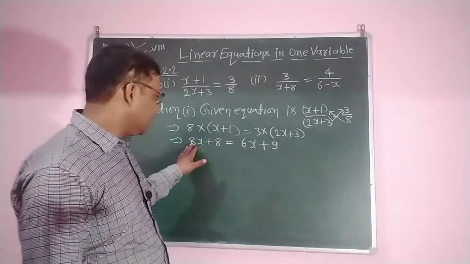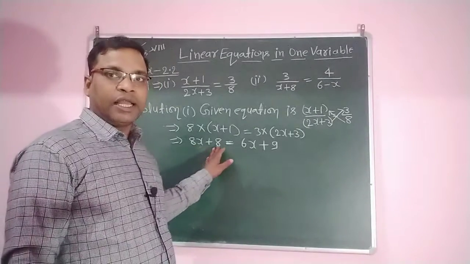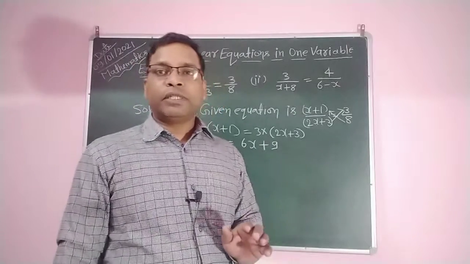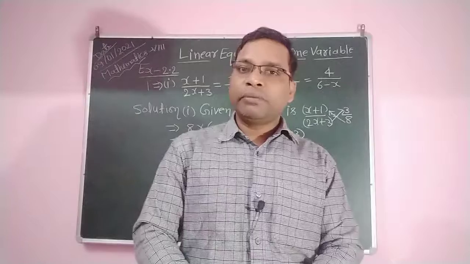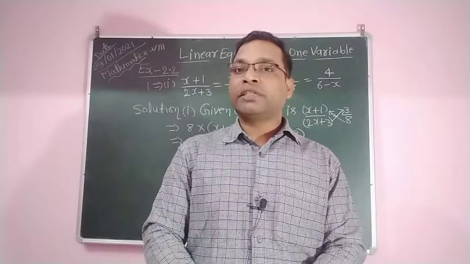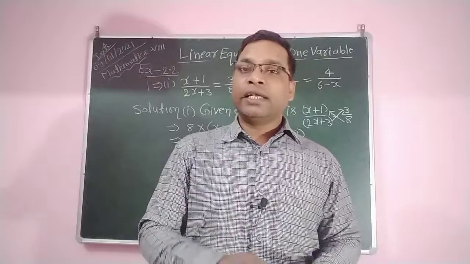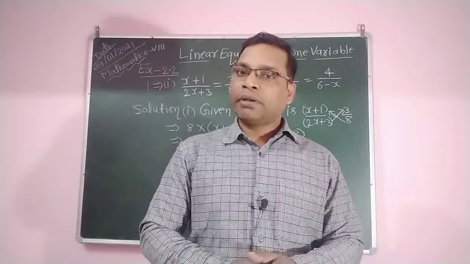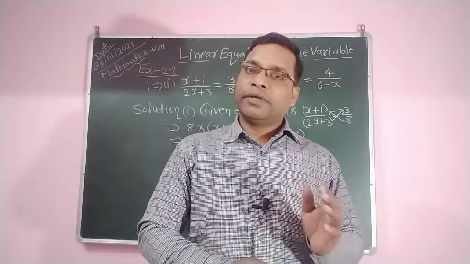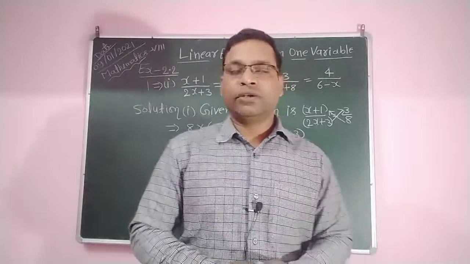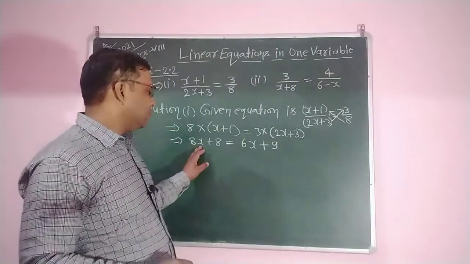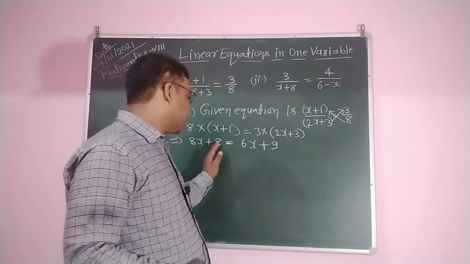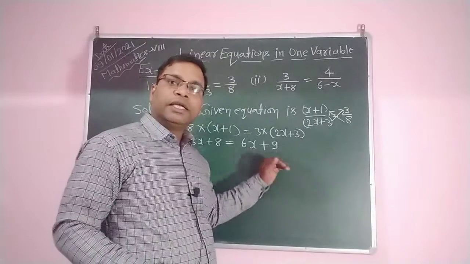Clear? Now on the left hand side we have 8x + 8, and on the right hand side we have 6x + 9. So here we use the variable separable method. What is the variable separable method? In this method we write the variable on one side and the constant on the other side. Here you can see x is the variable, so 8x and 6x we write on the left hand side, and 9 is a constant, 8 is also a constant, so we separate them to the right hand side.